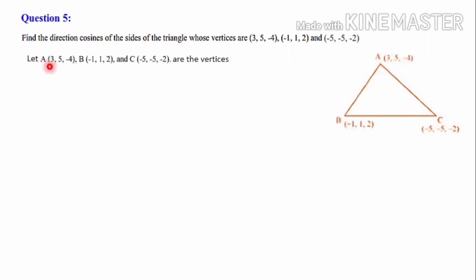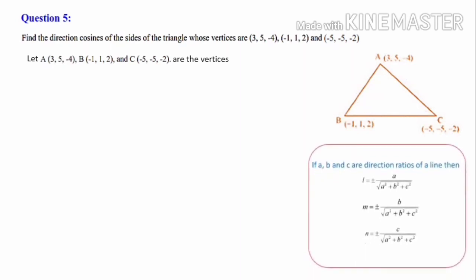So let us assume A(3, 5, -4), B(-1, 1, 2) and C(-5, -5, -2) are the vertices. There are 3 sides AB, BC and AC. Here we have learned the formula for finding the direction cosines l, m and n. If a, b and c are the direction ratios, then l is a by root of a square plus b square plus c square, m is b by root of a square plus b square plus c square, and n is c by root of a square plus b square plus c square.